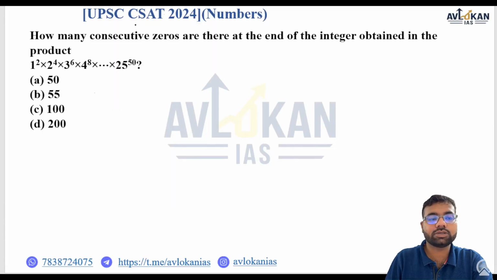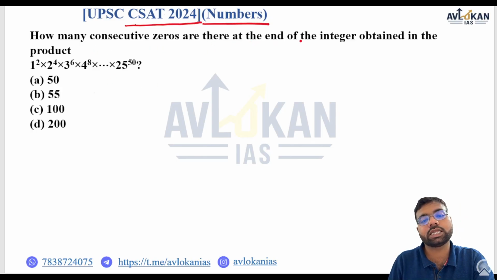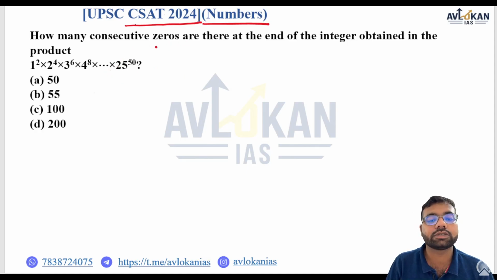We are back with one more question that was asked in CSAT 2024, and the question belongs to the numbers topic. The question is, how many consecutive zeros are there at the end of the integer obtained in the product? I'm not going into this, but this type of questions are generally asked. You will see in various exams that you get questions on the number of zeros. ऐसे पूछे जाते हैं कि number of zeros कितने होंगे.